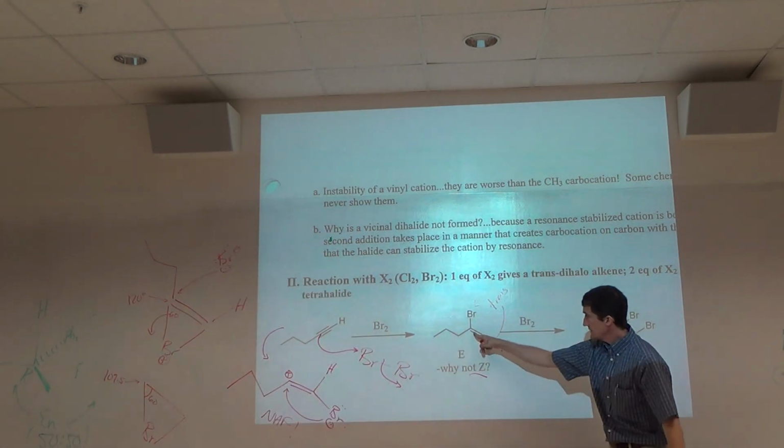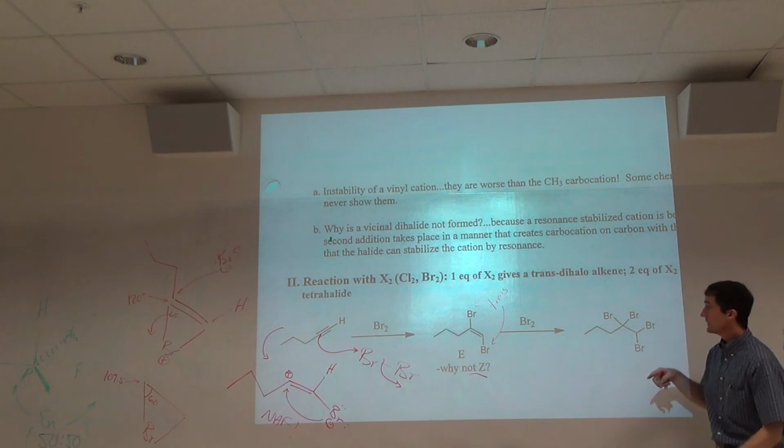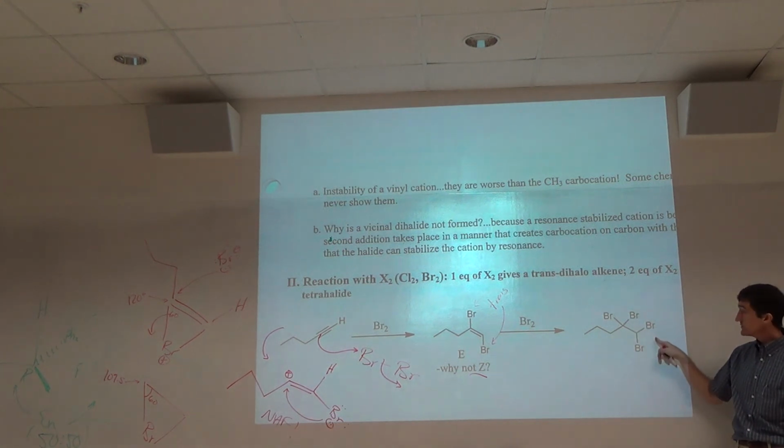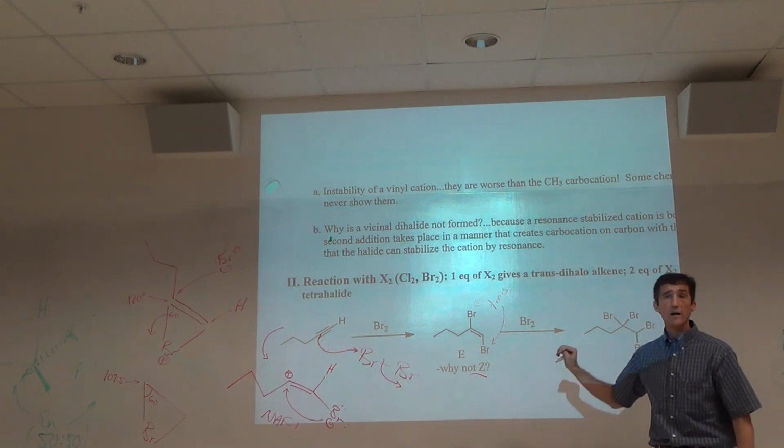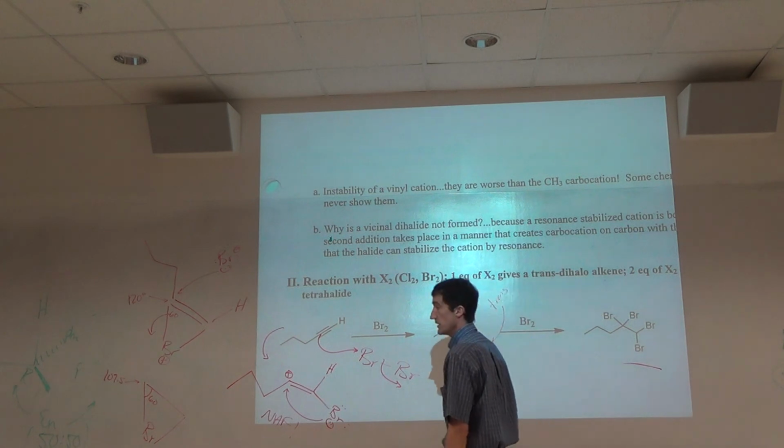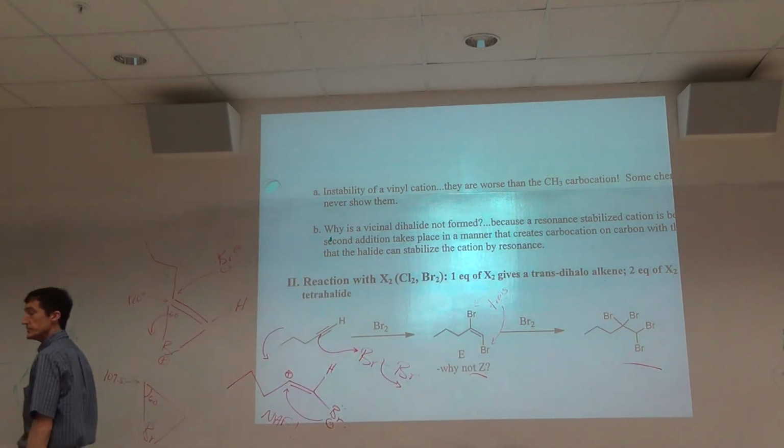Now we have a double bond. Double bonds react with bromine. What do you get? Bromine added to each carbon, you get this. Here there's no stereochemistry because neither carbon is chiral. You don't have a double bond, so there's nothing to show in terms of E or Z or cis or trans.